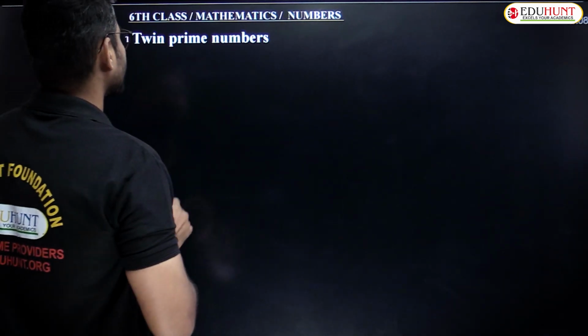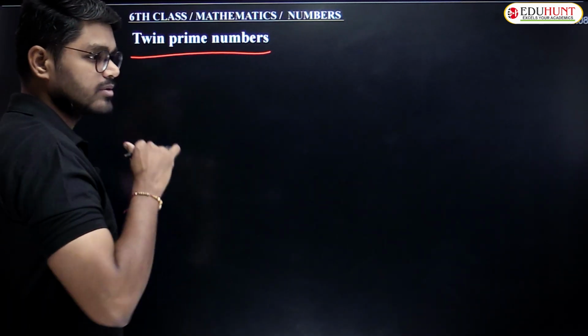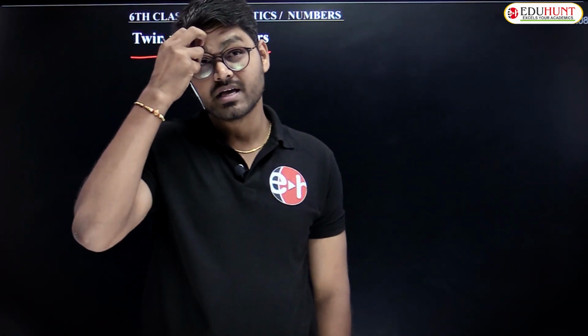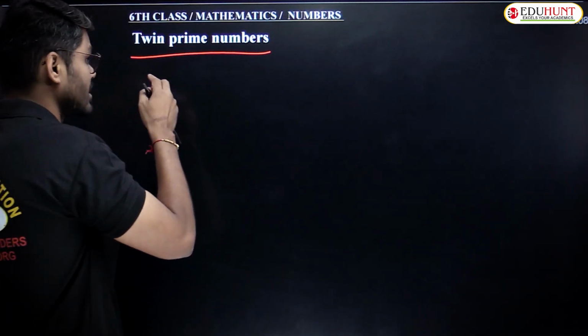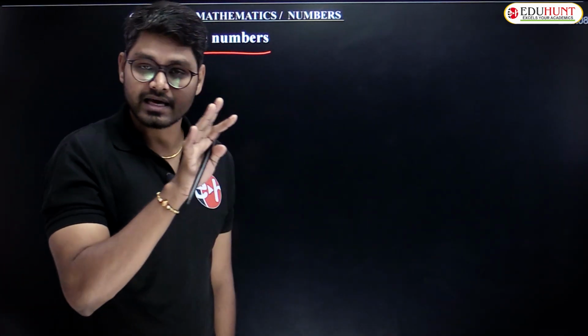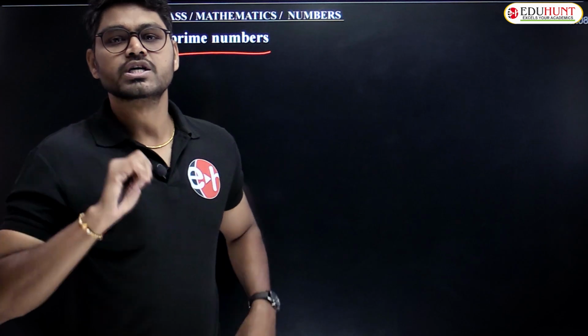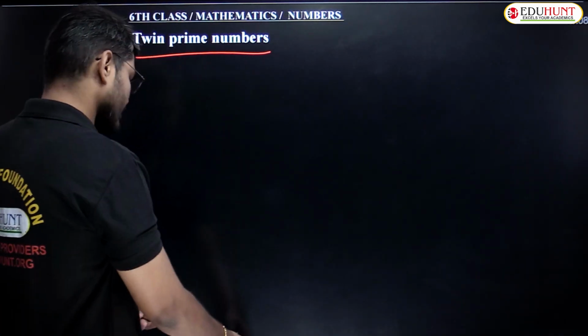Let's move on to the next one. Twin prime numbers. What do you mean by twin? Twin means 2. The difference between two prime numbers must be 2. Then those prime numbers are called twin prime numbers.